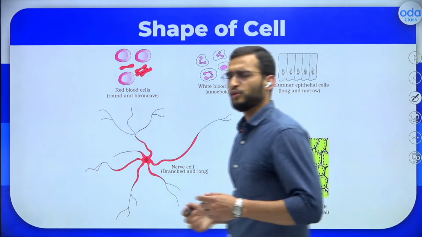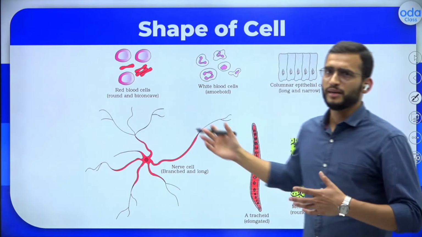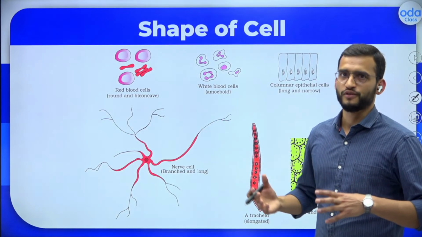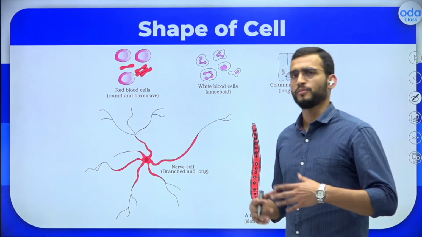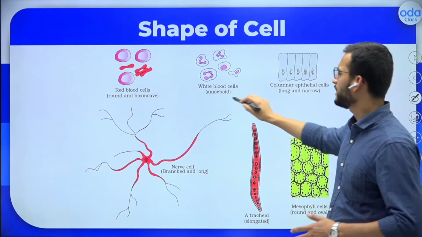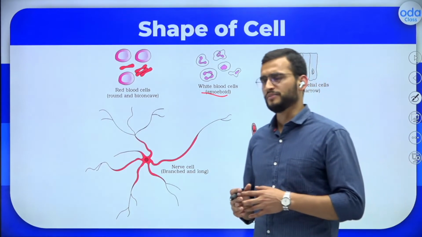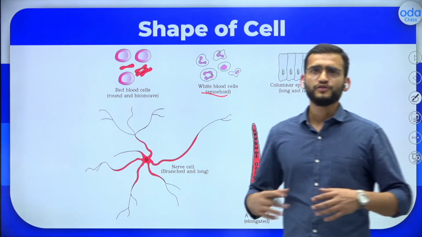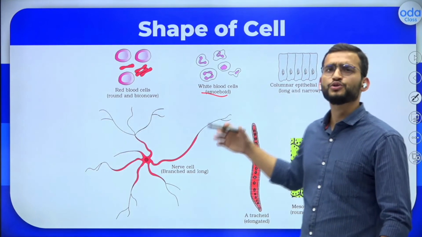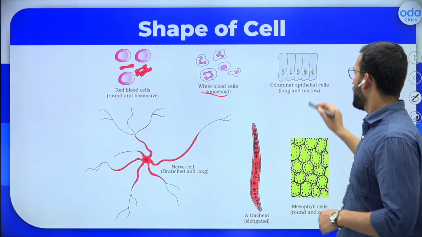Shape of the cells: if you talk about red blood cells, they have a biconcave shape. These red blood cells help in the transportation of oxygen. They are present in your blood vessels. White blood cells have an amoeboid shape. Basically, the amoeba, which is a single-celled organism, is capable of changing its body shape. Similarly, white blood cells can also change their body shape, so they are called amoeboid.